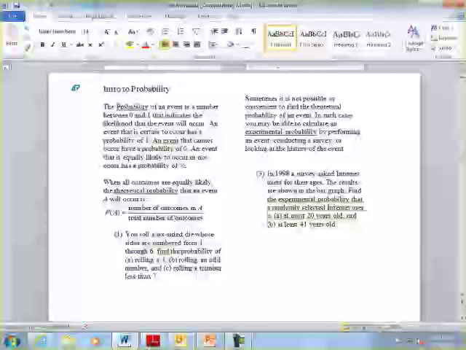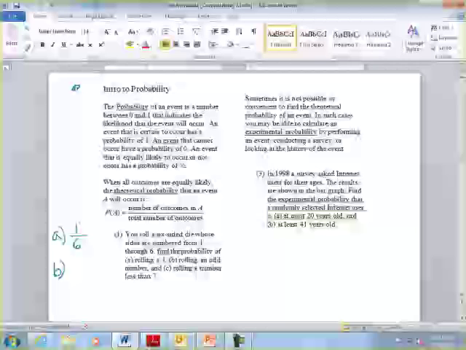So if I roll a 6-sided die, and it's a fair die, so any of the sides are equally likely of landing up, part A asks, what is the probability of rolling a 4? In probability, we want the number of desired outcomes over the number of possible outcomes. So if I want to roll a 4, how many 4s are there on a die? 1 of them. And how many things could happen? 6. So 1/6 is my probability of getting a 4.